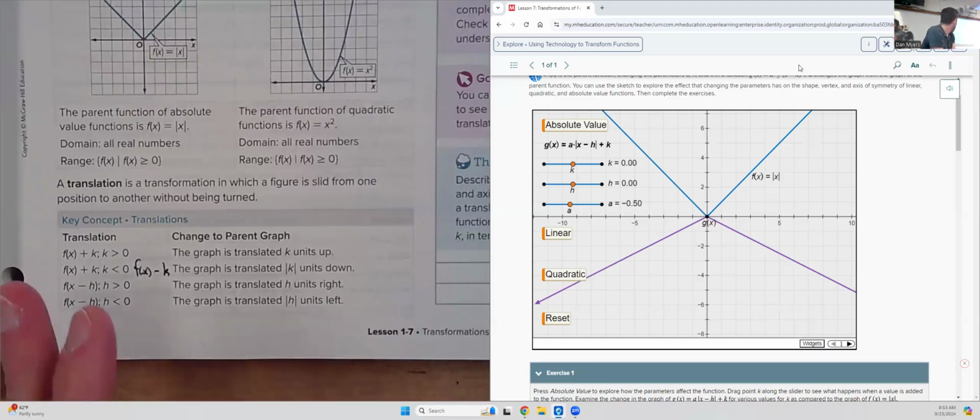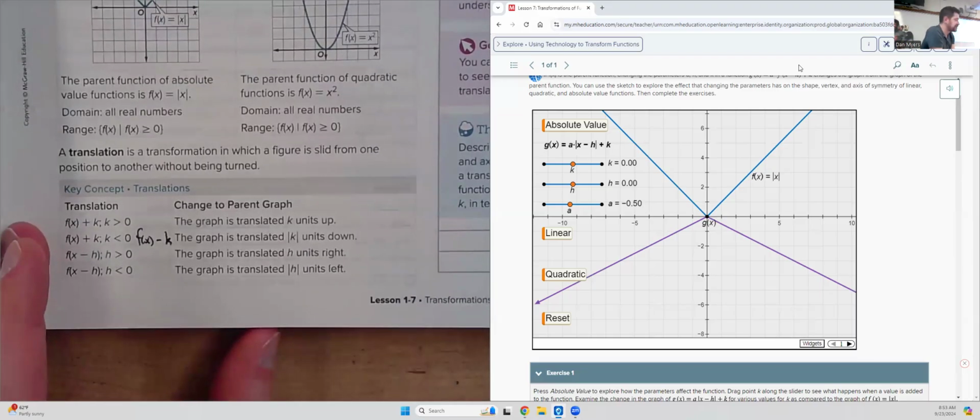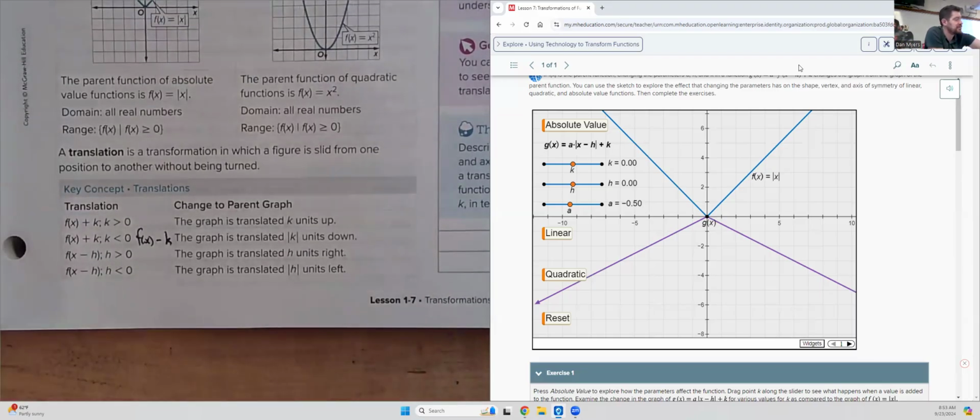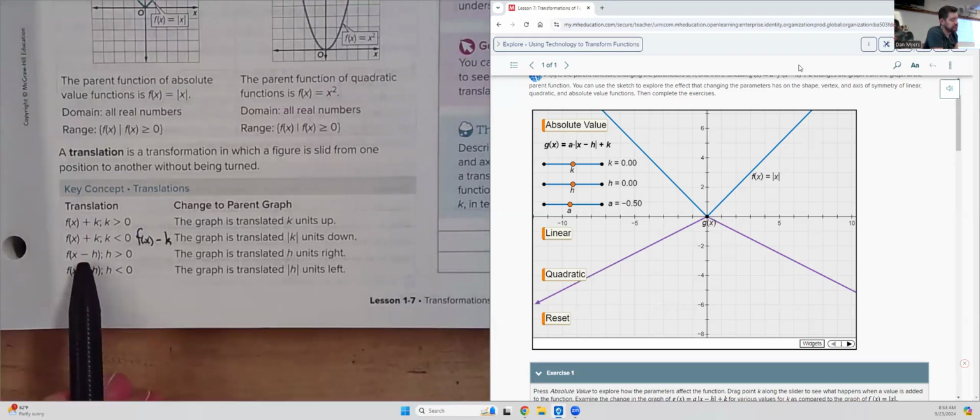How is the positioning of h in the function different than the positioning of k? Because this is kind of a big idea with moving graphs around. How is the positioning of h different than the positioning of k in terms of where it appears in the function?